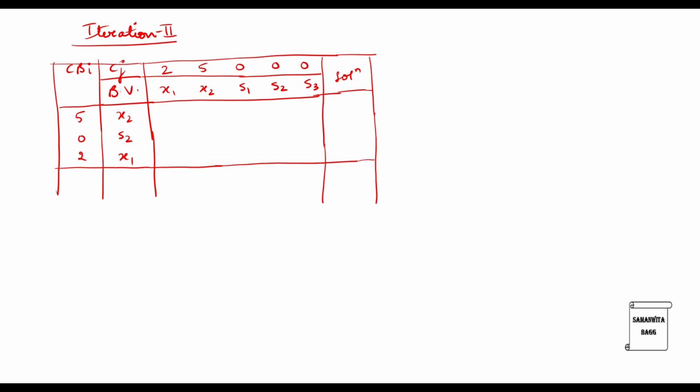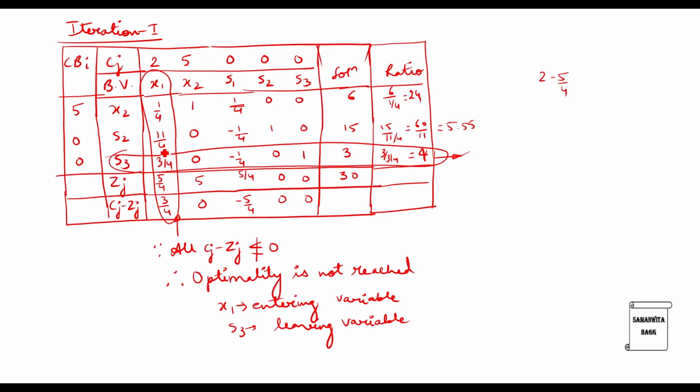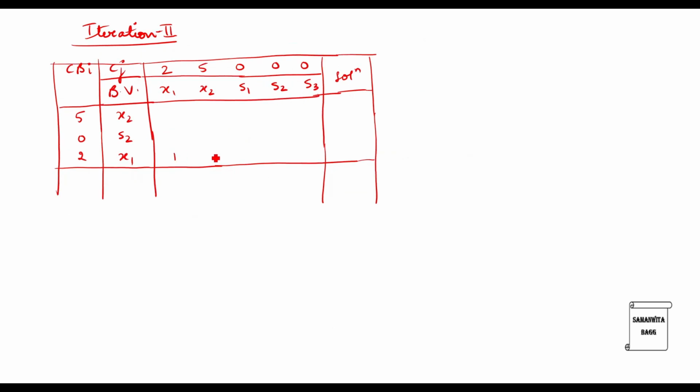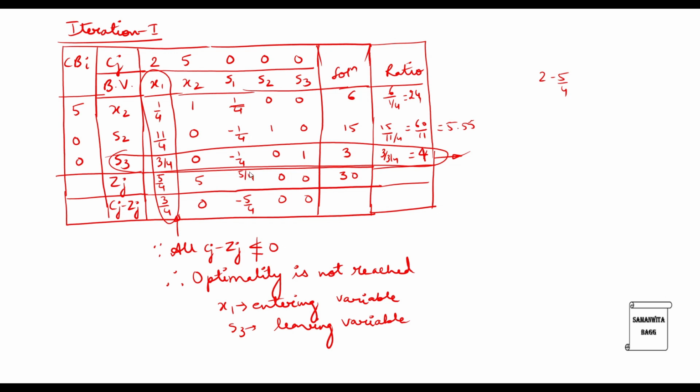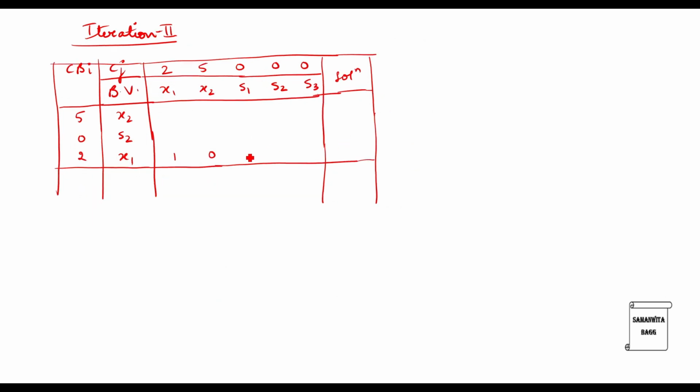Now again we'll start. The key element is 3 by 4. So divide this entire third row by 3 by 4. First value is 1. This is 0. Then you have minus 1 by 4 divided by 3 by 4, so it is minus 1 by 3. This is going to be 0. This is 4 by 3. And this value is going to be 4.